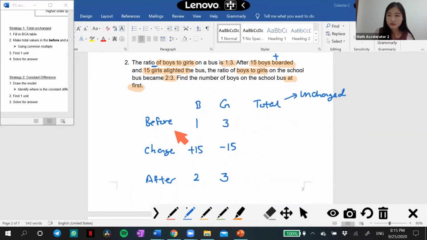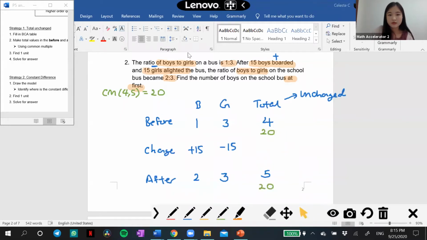Right, so what is the total? Before, you have 1 plus 3 units, which is 4. At the end, 2 plus 3, 5. If your total is unchanged, your 4 and 5 here should be the same, but they're not the same right now. So how? You have to make equivalent. Right, so 4 and 5, what is the common multiple? Okay, great. A lot of you are giving me 20. So we have to make it 20.